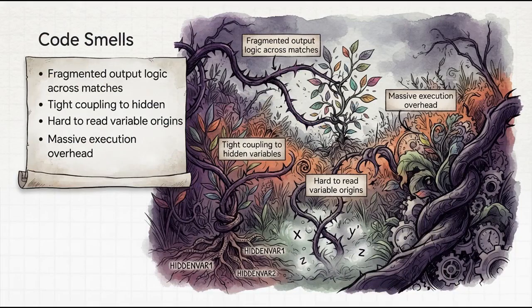And this setup brilliantly illustrates exactly why that monolithic approach is just so bad. The logic for outputting the document is completely fragmented. It's just scattered across all these multiple pattern matches. Worse, you've got this tight coupling to specific, almost hidden variables like vol pad width and chap pad width. If you just glance at the function header, it is incredibly difficult to figure out where these variables even came from. And, as we're about to see, all this complexity creates a massive execution overhead.